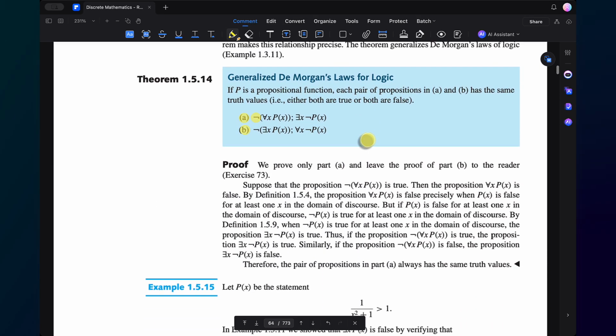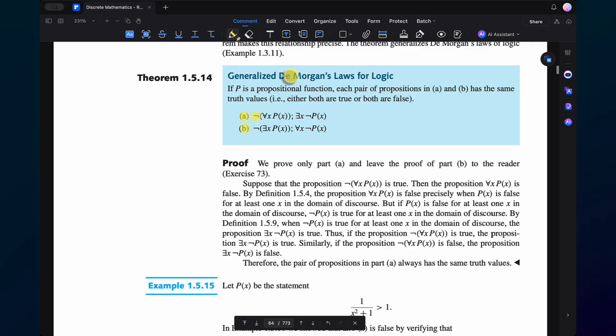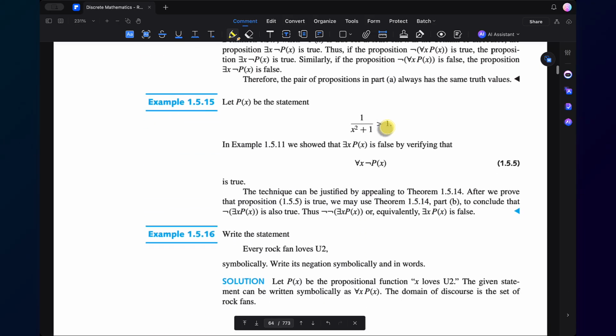Okay, there's this generalization of De Morgan's law for logic, which applies to these existential quantifiers. Let's just look at them and see what we have here. The first one is, if I write down, it is not for every x, p of x. That's equivalent to there exists an x where not p of x. And similarly, the other way around. There exists an x means that for every x, not p of x. Okay? So, just sort of look through those.